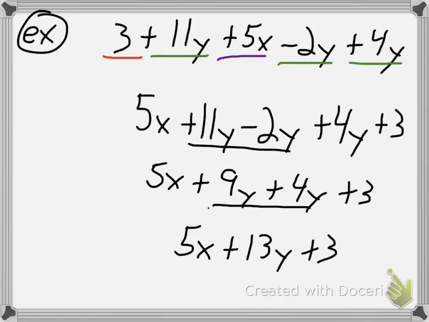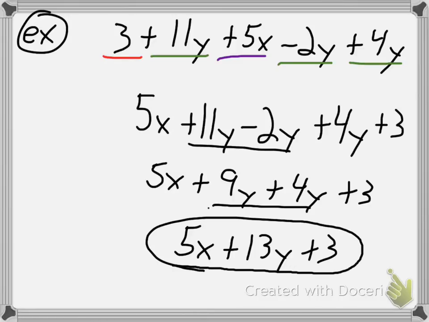Now looking at this, I see I have an x all by itself, the y is all by itself, the 3 without anything all by itself, so there's my answer. Nothing else can be combined here.